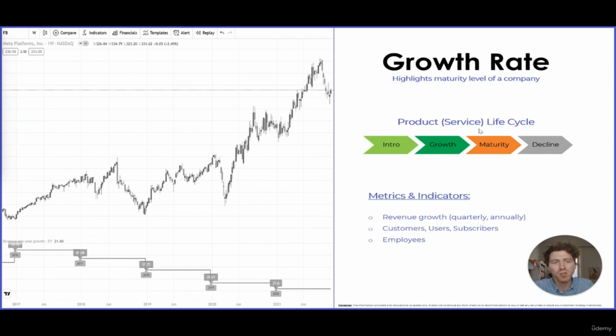And this product or service lifecycle can be applied to every company you consider to invest in. And you can look at these metrics and indicators to decide for yourself if this company is still in the high growth phase, if it's in the maturity phase, or it's actually declining.